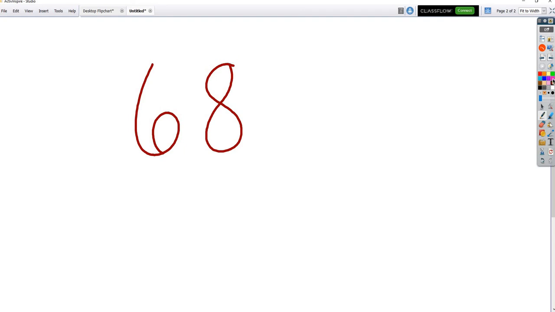Okay, let's see how you did. The number 68, remember, has 8 ones. And remember, ones just look like little circles, so I need 8 of them. 1, 2, 3, 4, 5, 6, 7, 8. Yep. And then I'm going to need 6 tens.